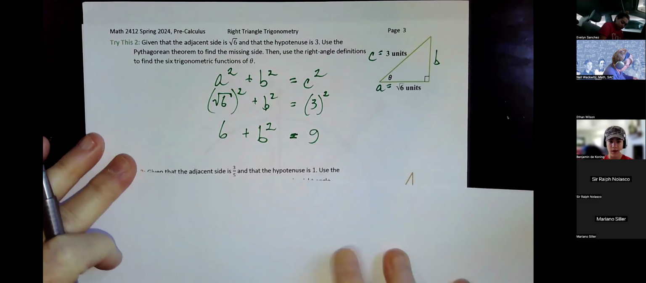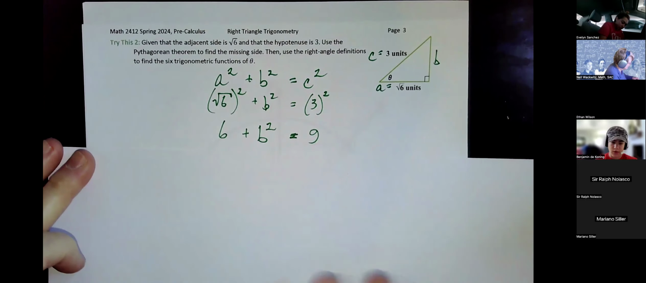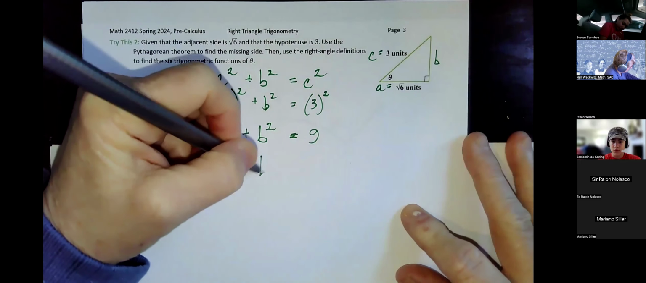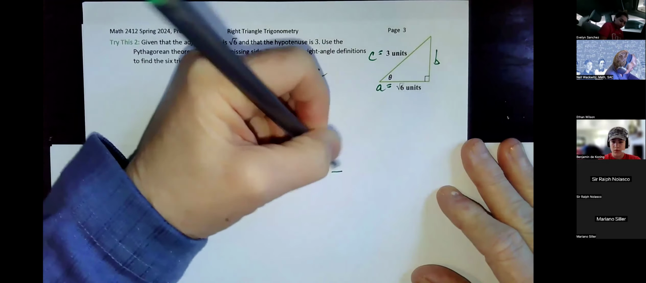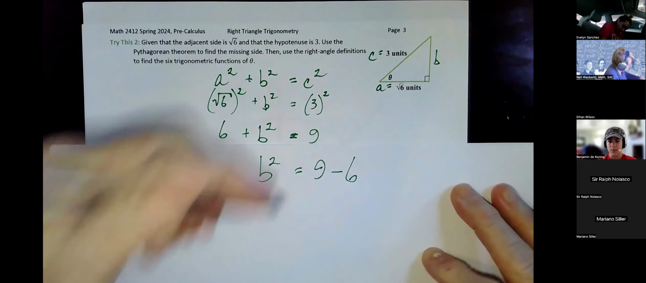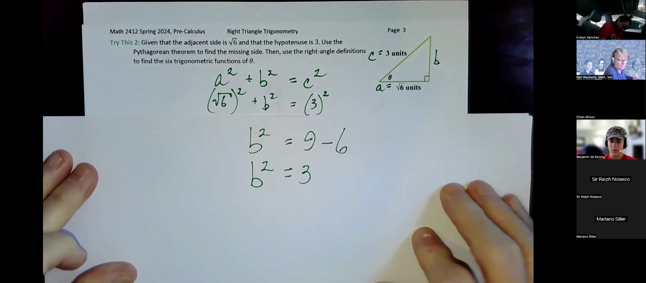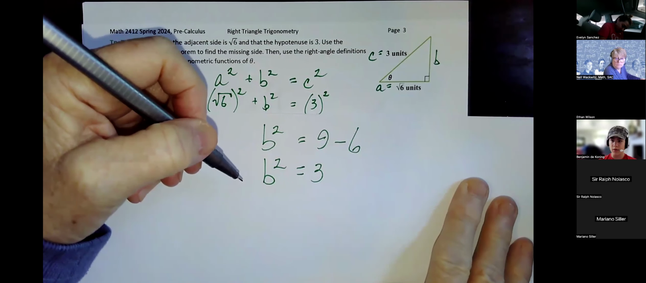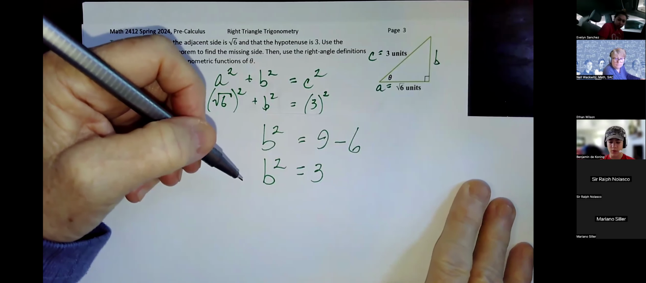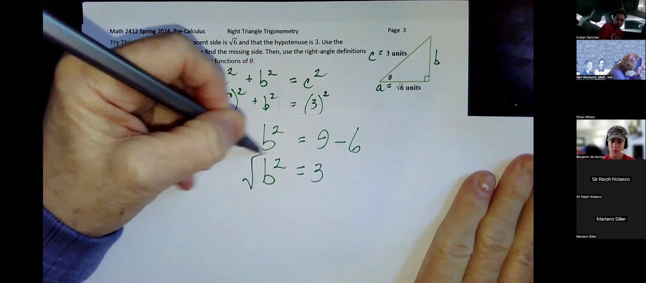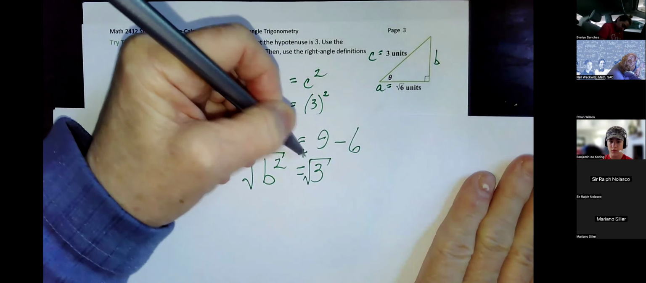And now if we just look at it, it's decently obvious that b squared would have to be 3. Well, let's show this in painful detail. So b squared is 3. And now what? Since there's no actual number that is squared to get 3, it would have to be square root of 3. Okay, but what do you have to do at this step? Plus minus. Yeah. Square root, plus minus.